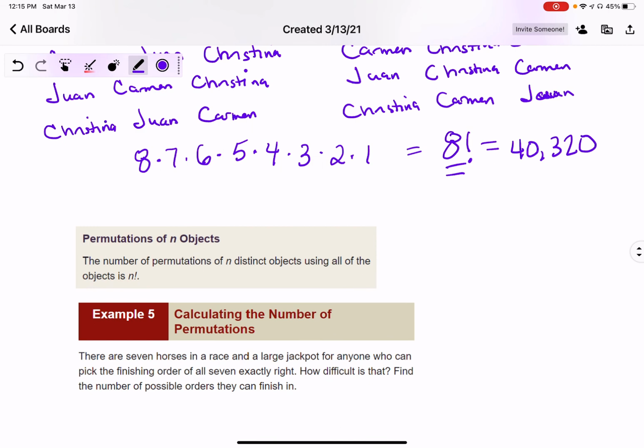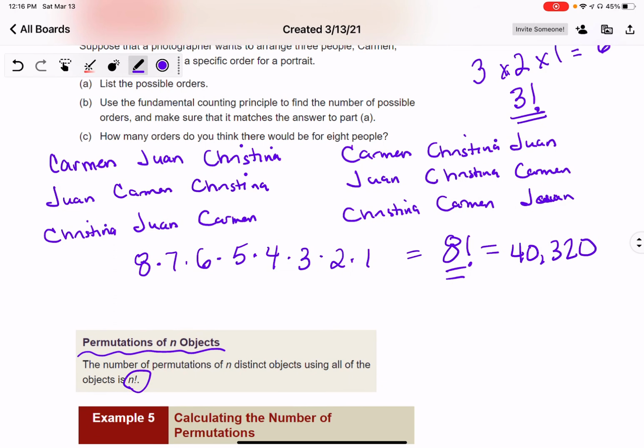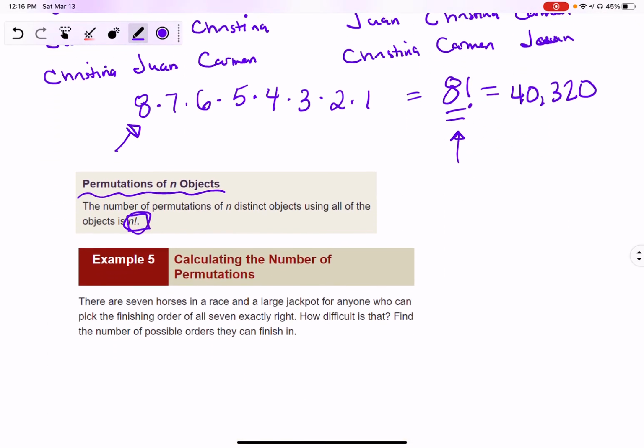Permutations of n objects: the number of permutations of n distinct objects using all of the objects is n factorial. That's pretty much what we just figured out. We listed it with words, and then we wrote the numbers out, and then we concluded that writing those numbers out is the same thing as just making it into factorials. And that's what this is telling us here.